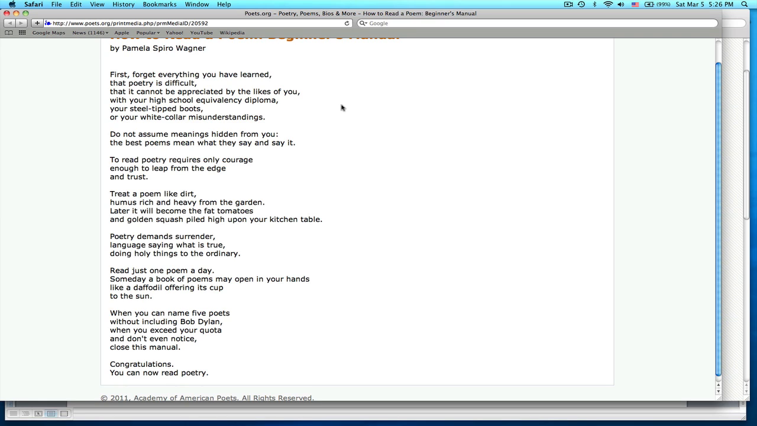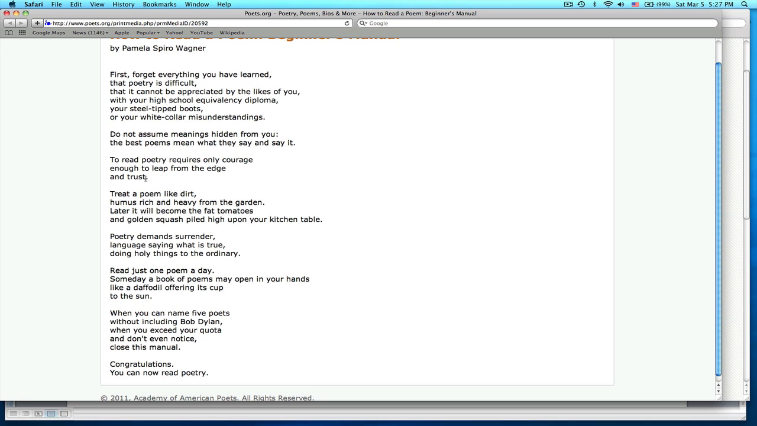There's just one stanza that I want to call your attention to right now, and it's this third stanza. "To read poetry requires only courage, enough to leap from the edge and trust." So here I think it's interesting. This is sort of the ledge. The first line of the stanza is like a ledge, and then we have to sort of jump off the edge here. So maybe she's using the design of her stanza to support her point about the edge, the ledge, jumping off, leaping.